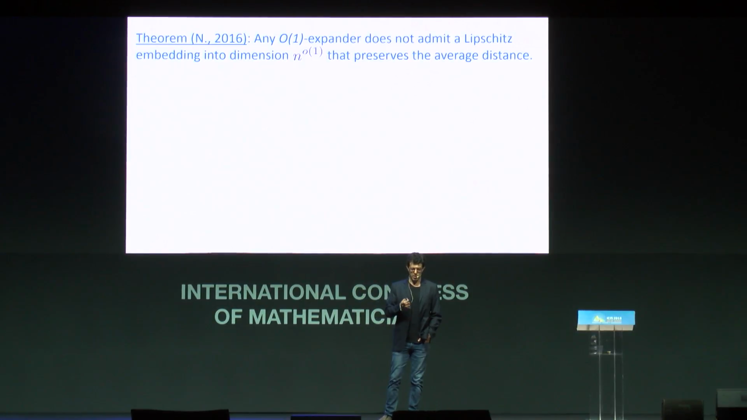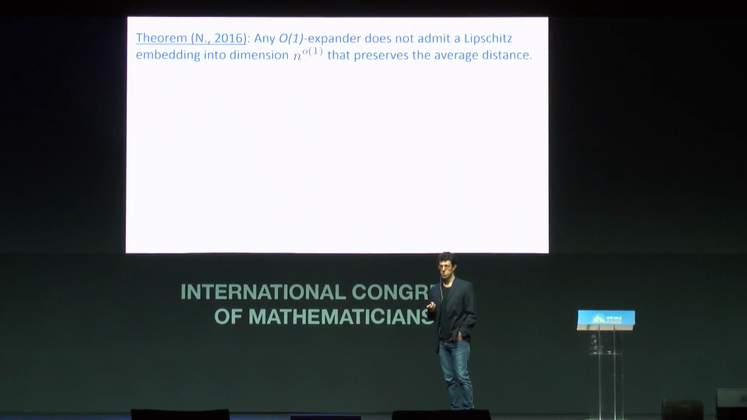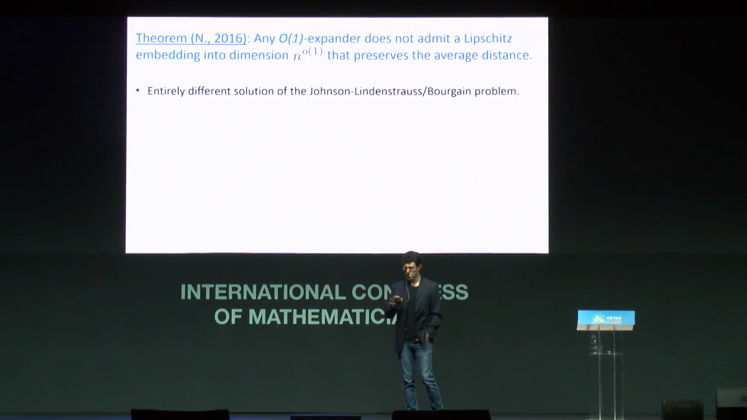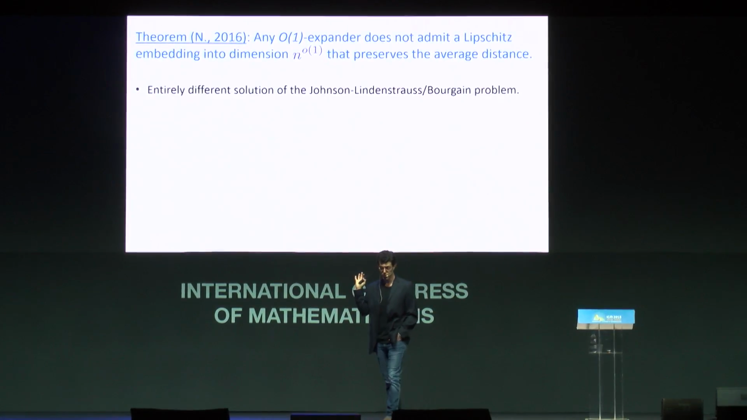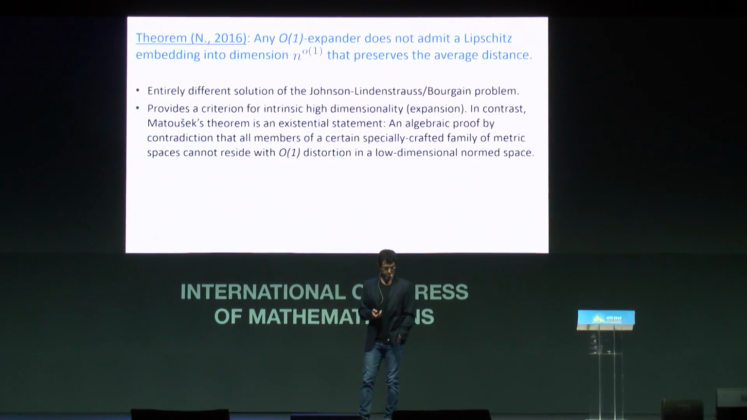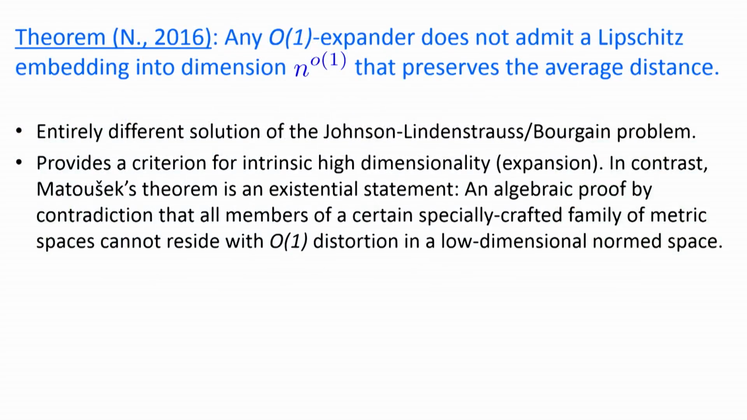So this is it, any embedding of an expander into a low dimensional norm space that preserves the average distance cannot be done into dimension n to the little o(1). It's at least n to some constant. So this is a very different solution of this problem that we started with of Johnson, Lindenstrauss, and Bourgain. In particular, there is no algebra. This is an analytic solution. And it's now a criterion, expansion. It's not an existential statement.